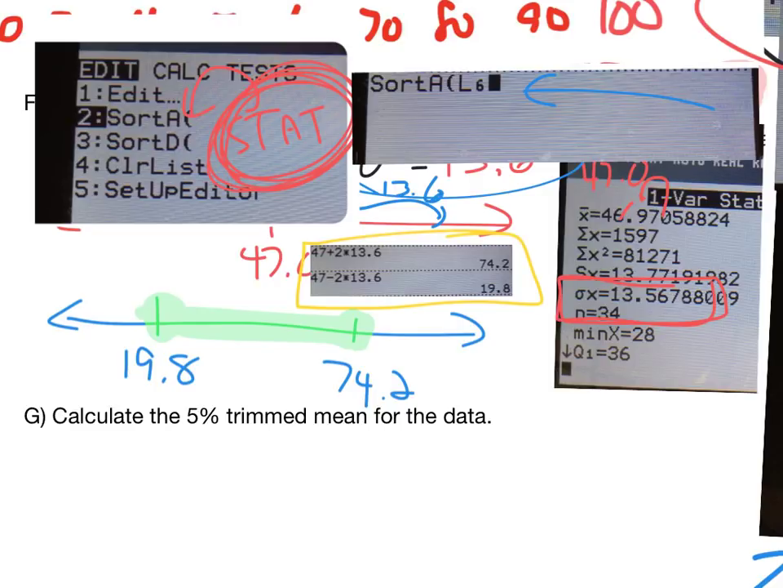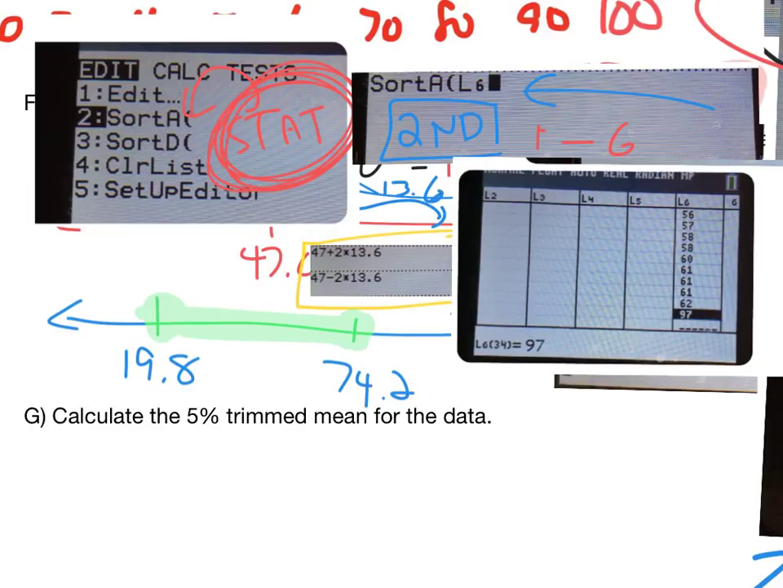Make sure you tell your calculator the list that you used for your data. Remember, the way you access the lists is you press the second button, and number 1 is list 1, number 2 is list 2, all the way through list 6. Press enter. And when you go back to your list of data, stat, and then choose edit, you'll see the numbers are sorted in order. Here I scrolled to the end of the list.